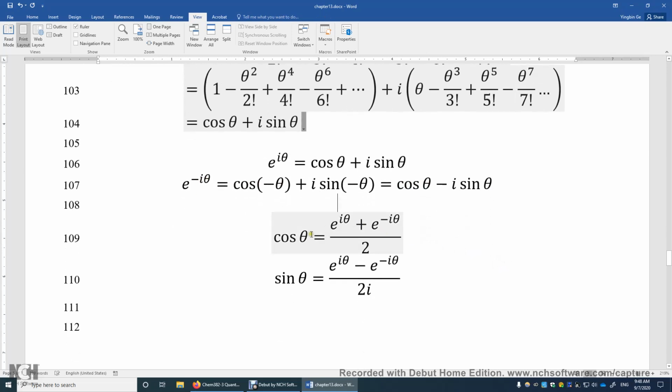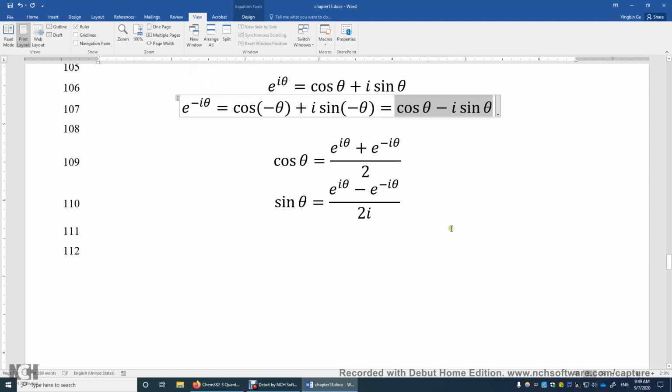Now we can also write out cosine theta and sine theta in terms of e to the power of i theta and e to the power of negative i theta. Because if you sum up these two, you get 2 cosine theta. If you use this expression minus this expression, you'll get 2i sine theta. And therefore, we can also get the expression of cosine theta and sine theta in terms of e to the power of i theta and e to the power of negative i theta.